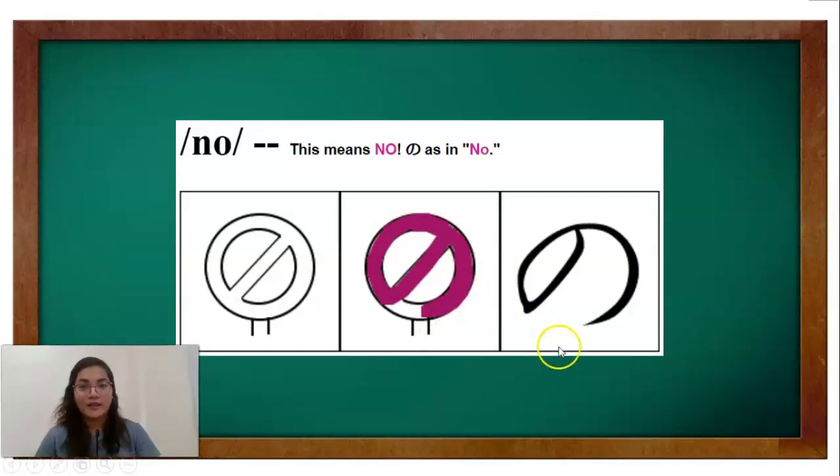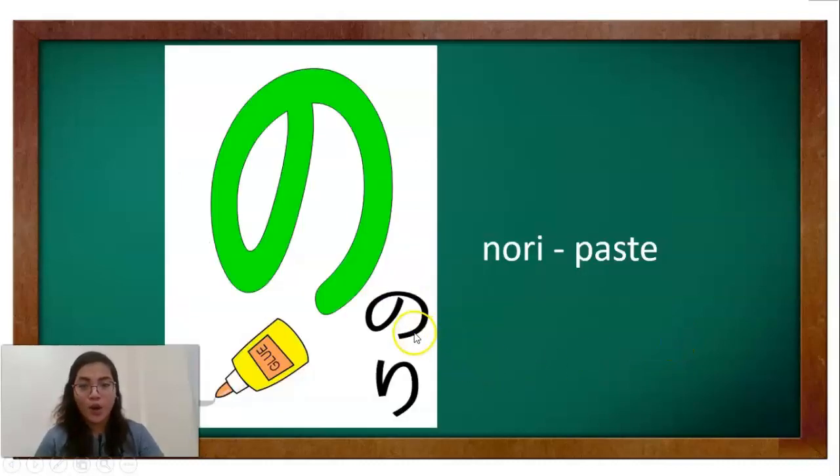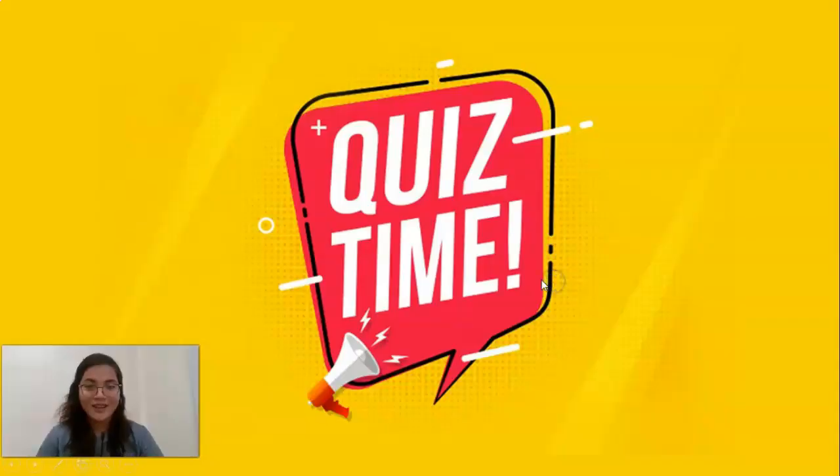Okay, next is the example word that starts with no: Nori. Nori means paste. That's the end of our na row, and now let's do the quiz.